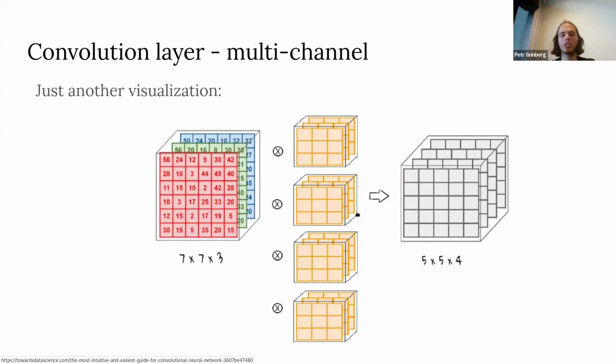If you want to have second channel, you will use this filter. If you want to have third channel, you will use this filter, and so on. And all these filters have their own different weights, which are trainable by your deep neural network. Questions?